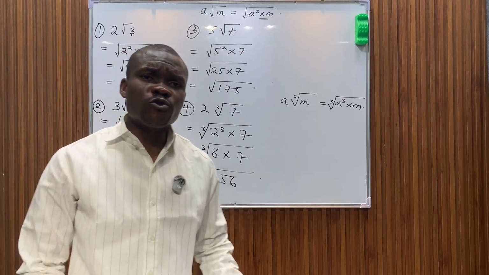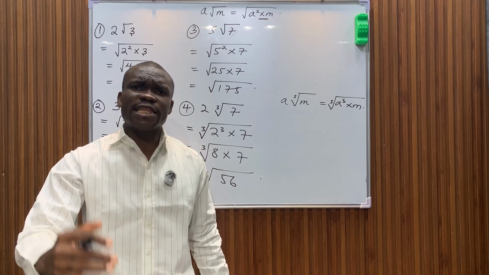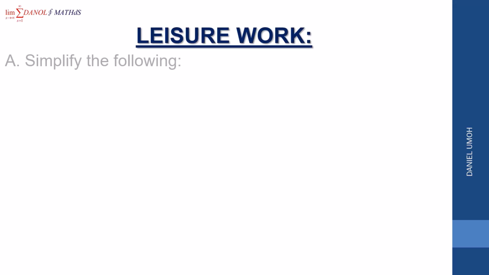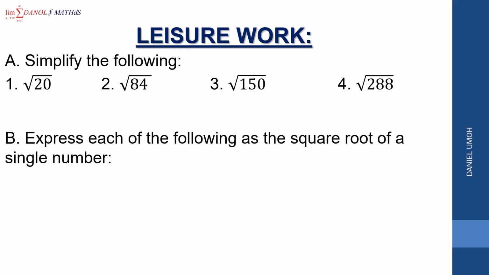Okay, we've come to the end of this particular lecture. Let me give you something to play with. Now I want you to attempt this problem. Simplify the following: square root of 20, square root of 84. So just attempt this and then pause the lecture, look at them, and then in the next slide you can see the answers to verify your answers.